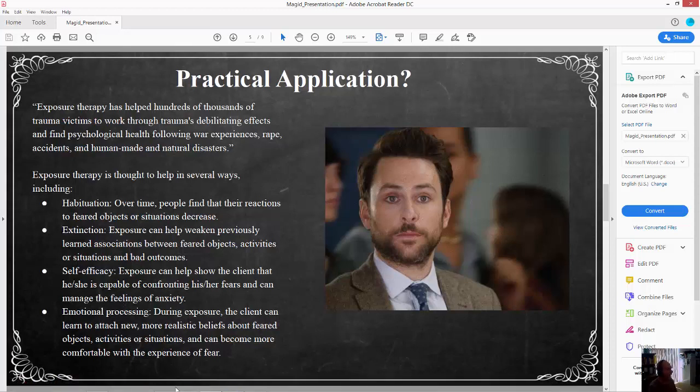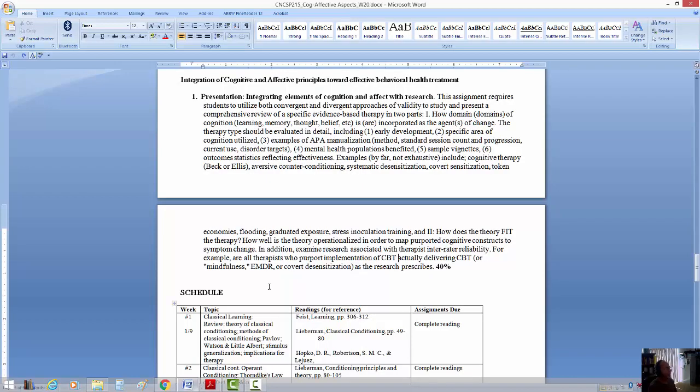Again, if you go back here and look at part 2, which is in here, how does the theory fit the therapy, and how well is the theory operationalized in order to map purported cognitive constructs to the symptom change? So in this case, it really would be interesting to look at any therapist inter-rater reliability for any given therapy that's done, mindfulness or EMDR or covert desensitization.